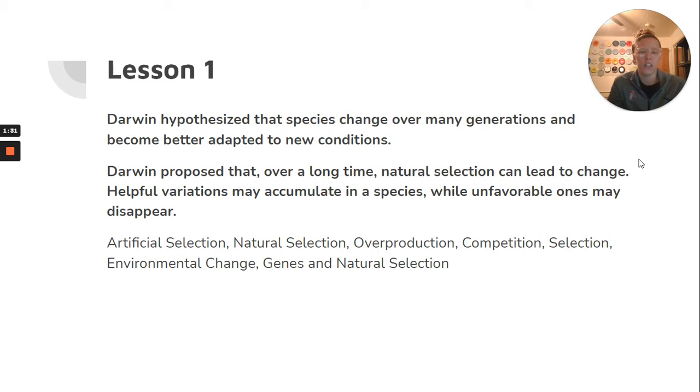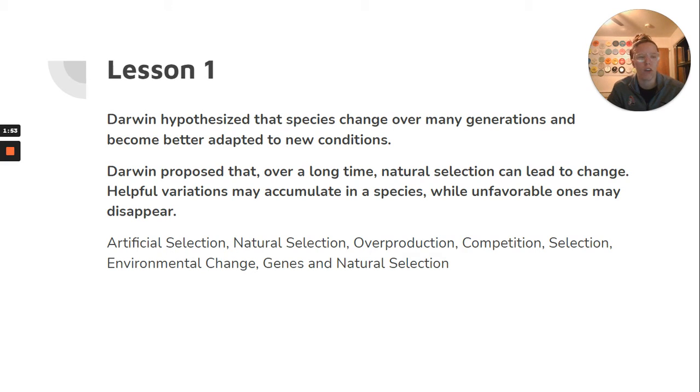So from lesson 1, the 2 key points: Darwin hypothesized that species change over many generations and become better adapted to new conditions. Darwin proposed that over a long time, natural selection can lead to change. Helpful variations may accumulate in a species while unfavorable ones may disappear.